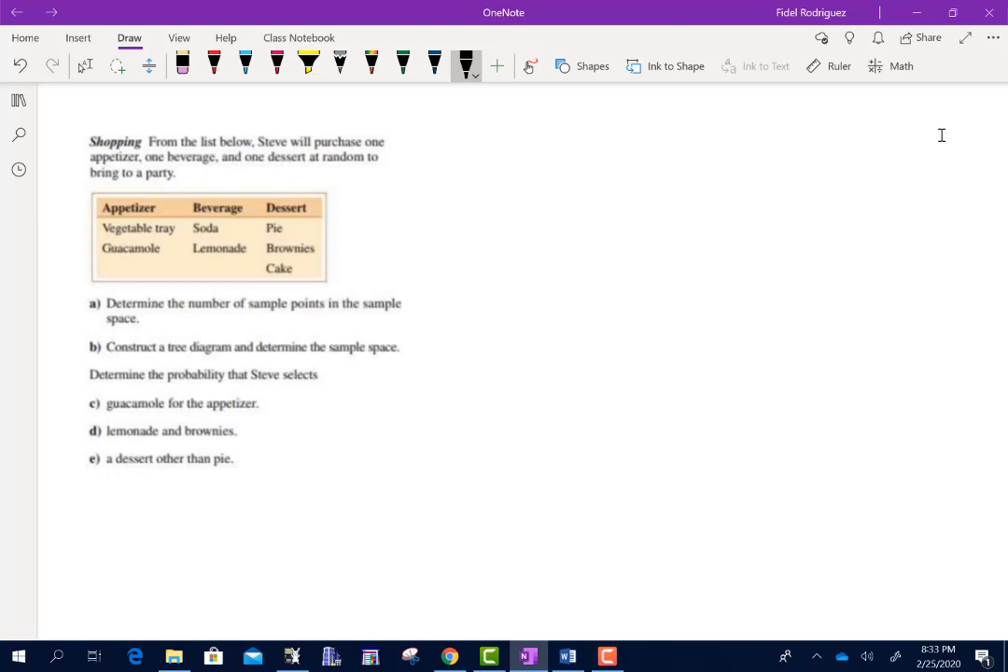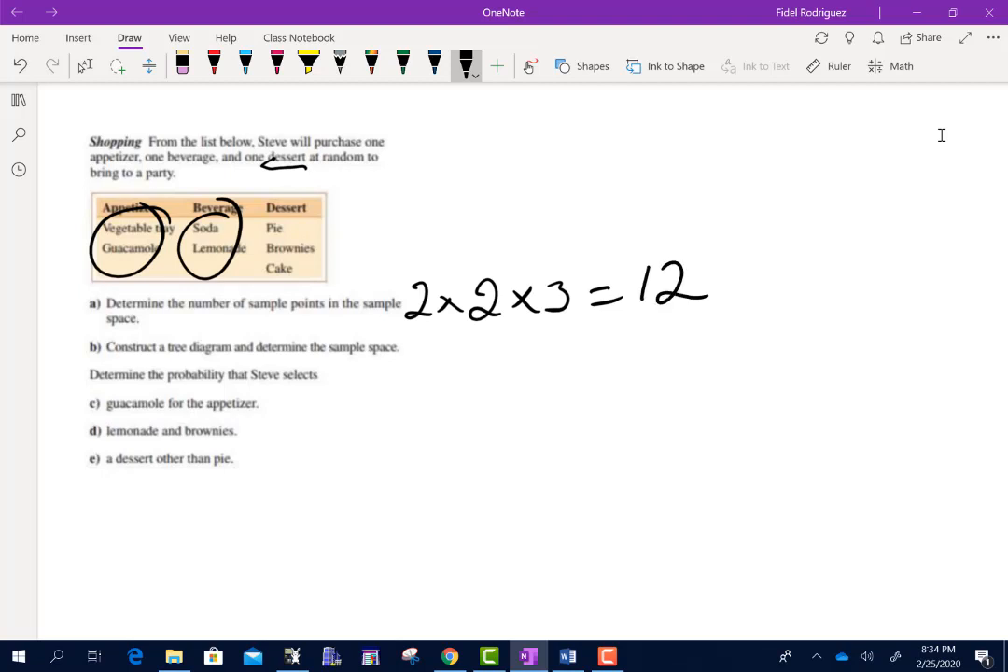Okay, so it says from the list below, Steve will purchase 1 appetizer, 1 beverage, and 1 dessert to bring to a party. Okay, so let's see. How many appetizers do we choose from? We have 2. Beverages, we have 2. Desserts, we have 3. So 2 times 2 is 4, times 3 we have a total of 12.